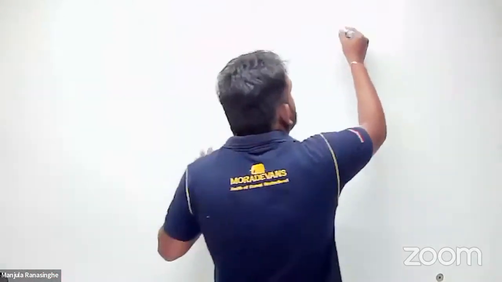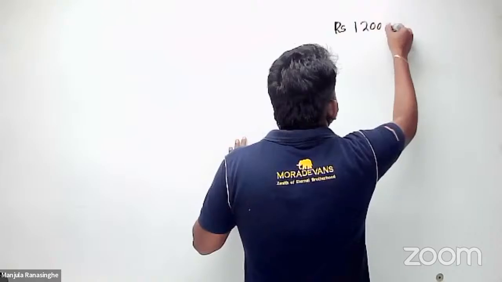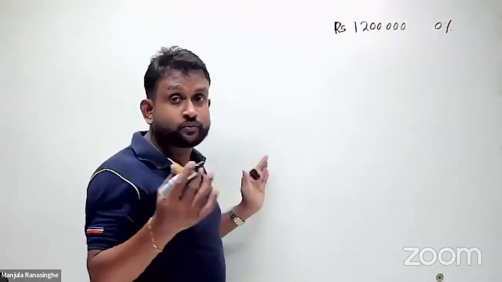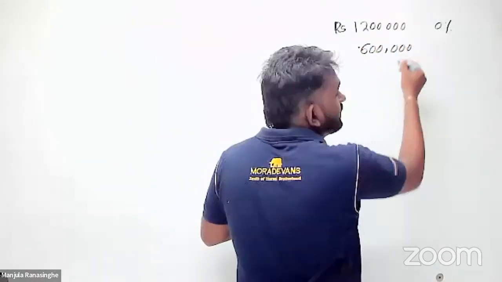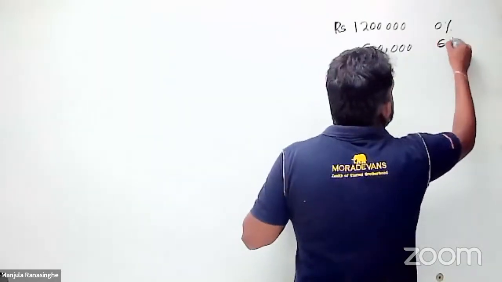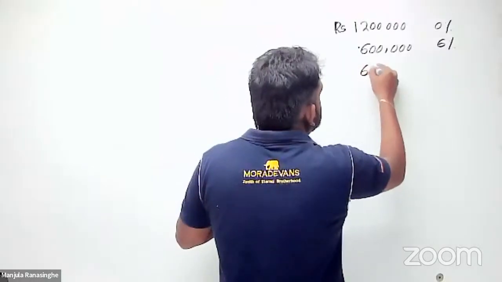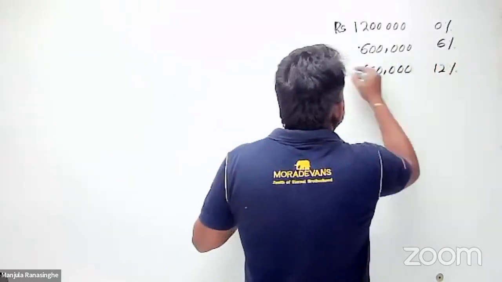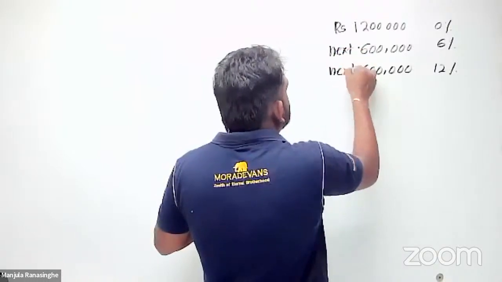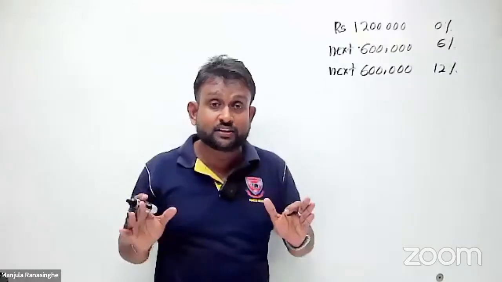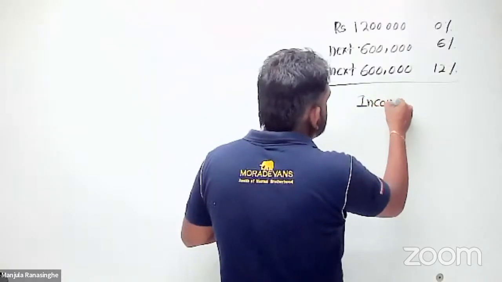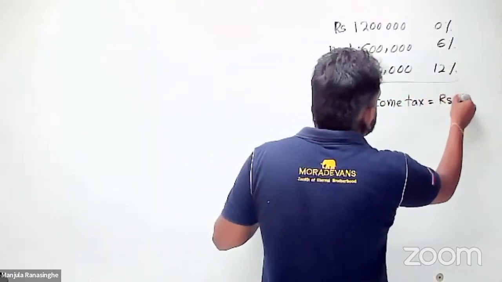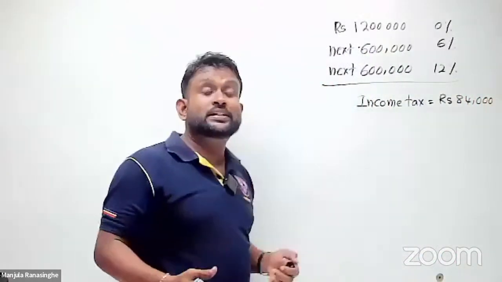Okay, now you can see that the initial income of rupees 1,200,000 is free, 0%. Free means tax free, 0%, not charged. Then for the next 600,000 it applies 6%, and for the next 600,000, 12%. Okay, right, now they mentioned that from that person the income tax charged is rupees 84,000. They are asking what would be the annual income.